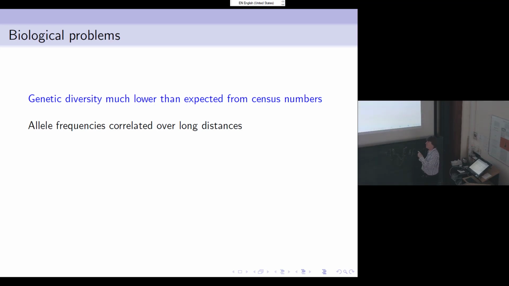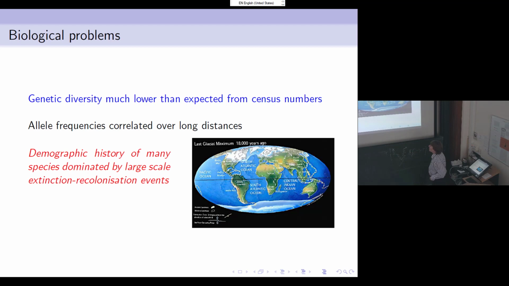Now, I had a beautiful slide of this with human population data, but for some reason, whenever I tried to convert it into something that LaTeX would read, the computer crashed. So I'm afraid you can't see that. But there's some human population data which illustrates this rather beautifully. So you get an exponential decay and then a slower exponential decay. And these two features can both be explained by the fact that the demographic history of many species is actually dominated by large-scale extinction and colonization events.